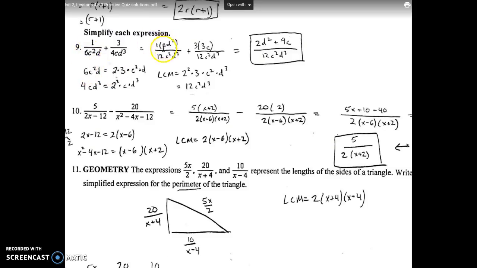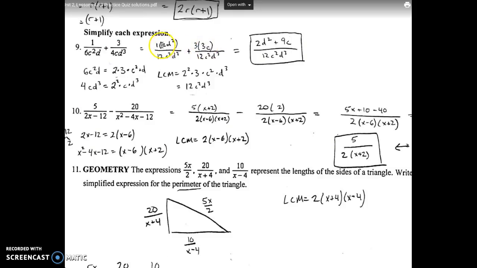6 times 2 gives me 12. And there's 3 factors of d, and it only has 1, so I need 2 more factors of d. The second fraction, 4 times 3, would give me 12, so I need a 3. And I have 1 factor of c, but I need 2, so I need another c.